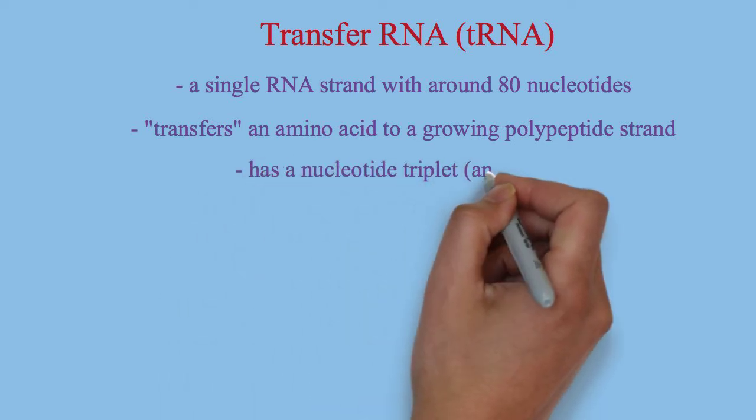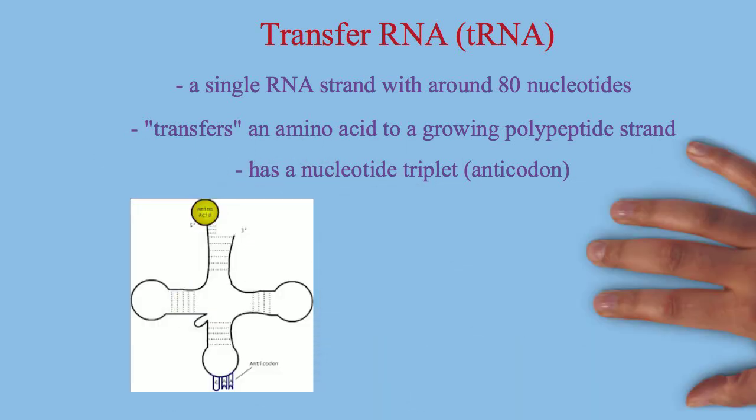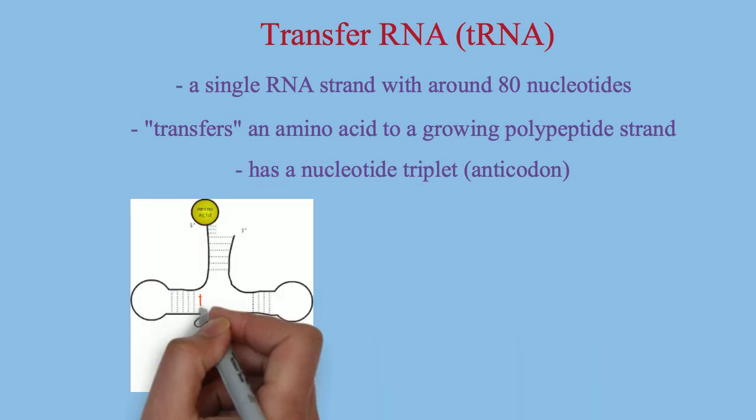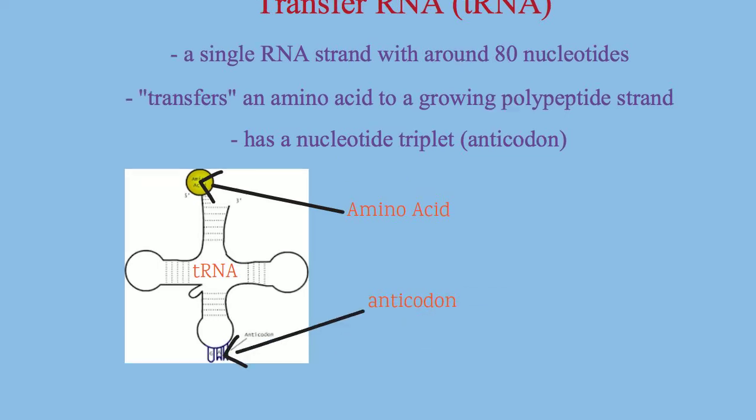It also has an anticodon, which is a nucleotide triplet. In this diagram here, you can see the structure of tRNA. On top, there is an amino acid, which shows that the tRNA is actively carrying around the amino acid. On the bottom is the anticodon.